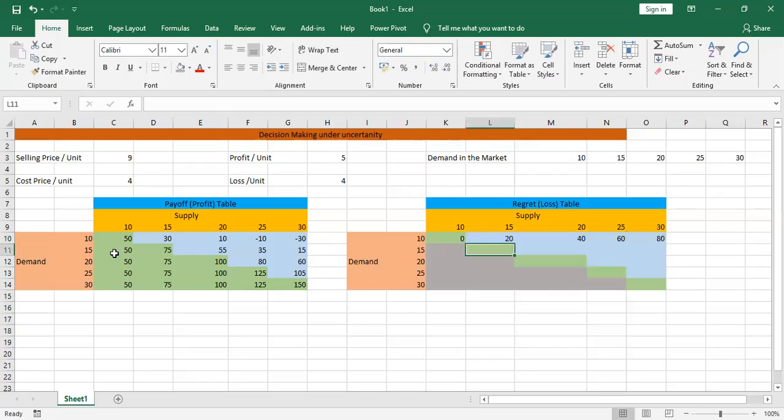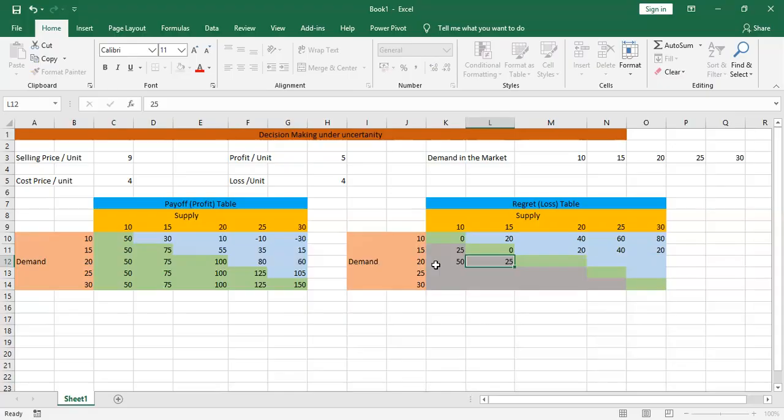What about the next row? In the next row, the maximum value is 75. That means you will subtract all values of the second row from 75. So 75 minus 50, 25, 0, 75 minus 55, 20, 75 minus 35, 40 and 20. Right. Similarly, in the third row, the maximum value is 100. So 100 minus 50 is what? 50.